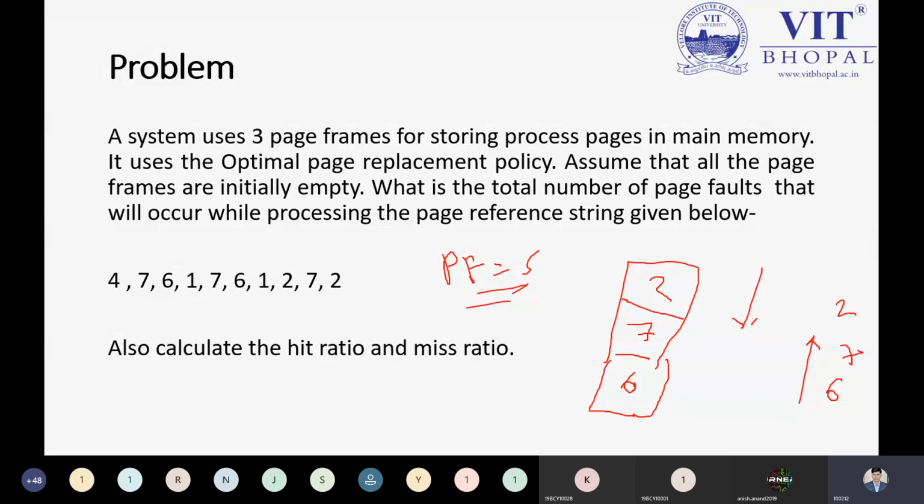In the examination, in place of LRU, I can ask you about MRU, most recently used. That is the reverse of LRU. So you need to understand what the question is asking.